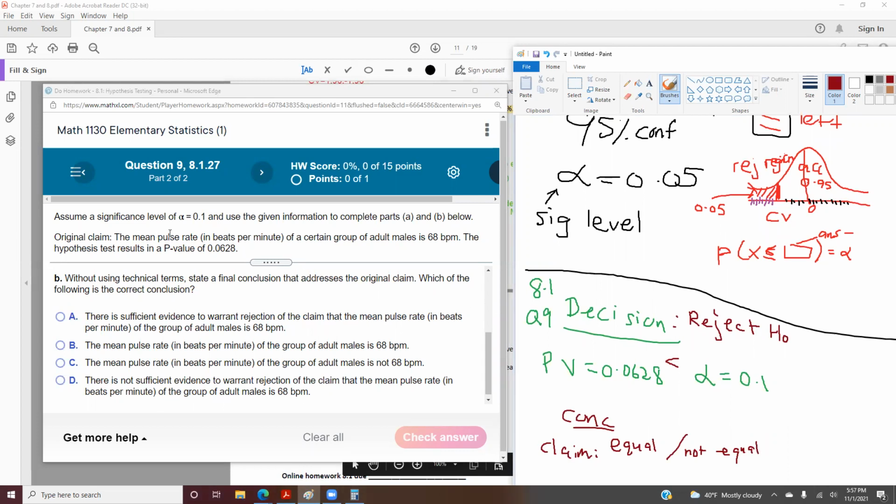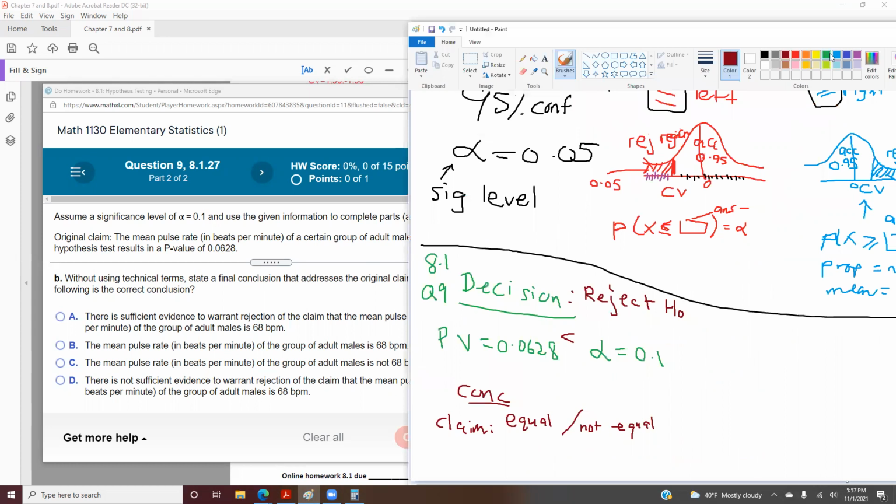This is your claim statement. It doesn't have equality. The word is, anyone know what is the meaning of the word is in math? Oh, so it's equal. Yes. So don't forget, in math, the word is means what? Equal. Yep.